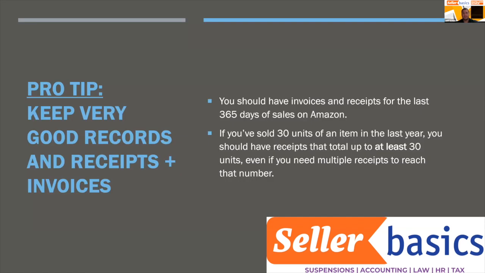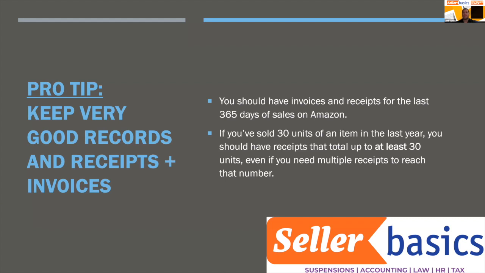Here's a pro tip for dealing with any type of complaint on Amazon, but especially intellectual property complaints. You want to keep very good records and receipts and invoices for your purchases. So what does this mean? The most common request that we see on Amazon when you've got a suspension is that they want you to turn over invoices and receipts for the last 365 days worth of sales on Amazon.